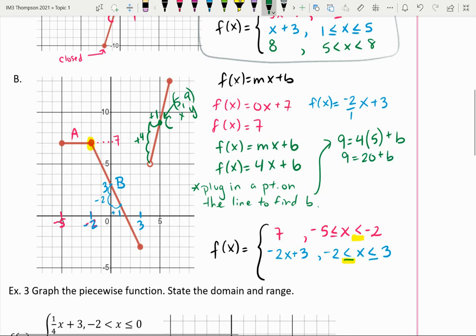4 times 5 is 20. Subtract 20. And I get negative 11 is equal to b. Great. Now I can finish writing the equation of that line. And I get 4x minus 11.